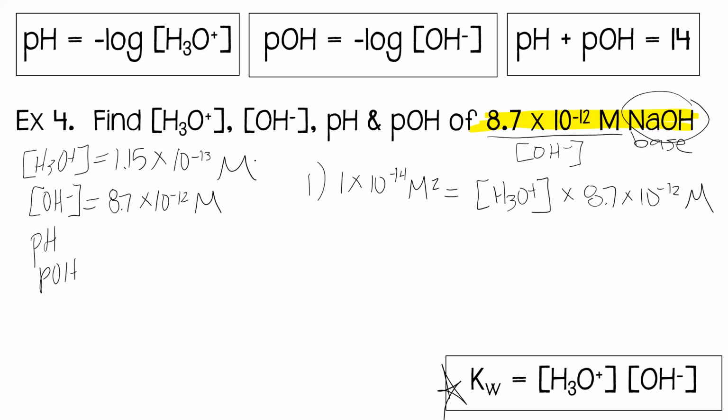and I apologize if I messed up there. I meant to say that you divide both sides by the hydroxide ion concentration to solve for the hydronium. So here's my hydronium ion concentration. Notice it's a smaller number, which makes sense for a base.